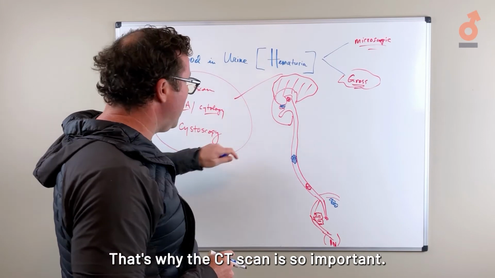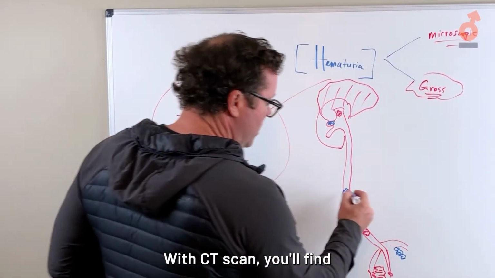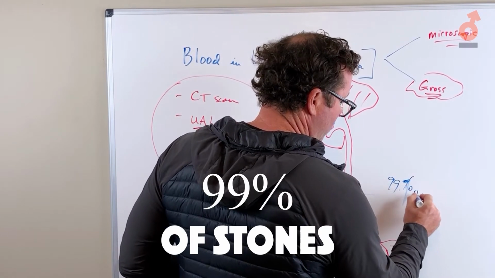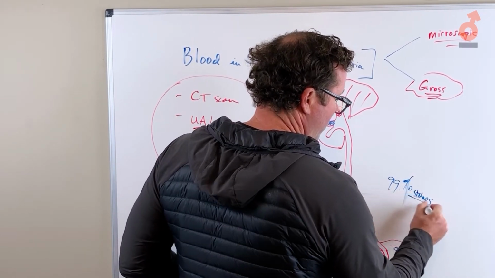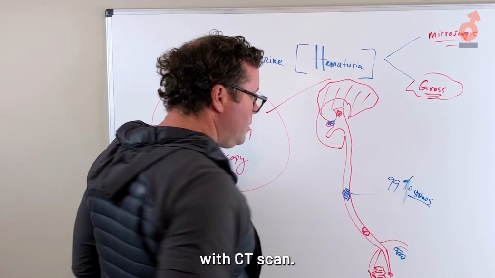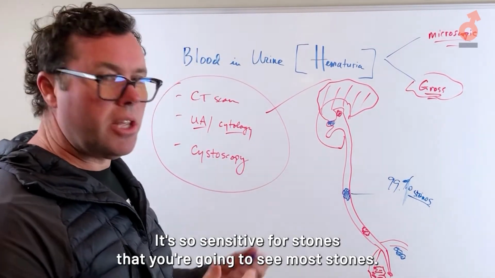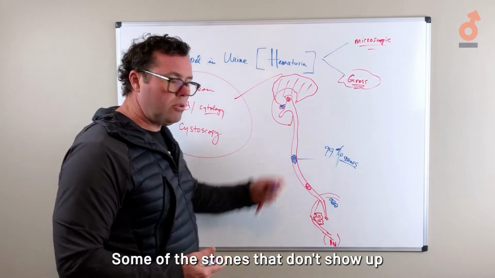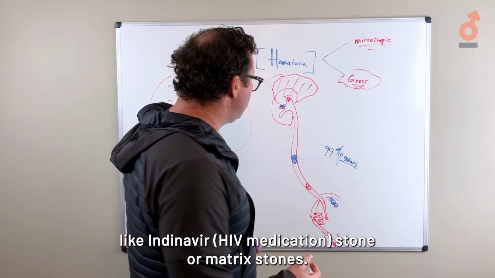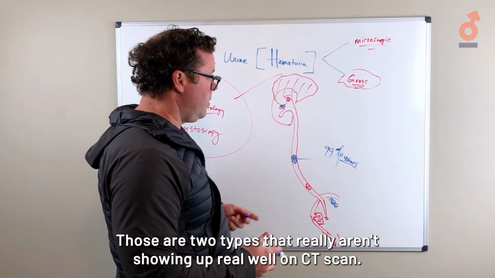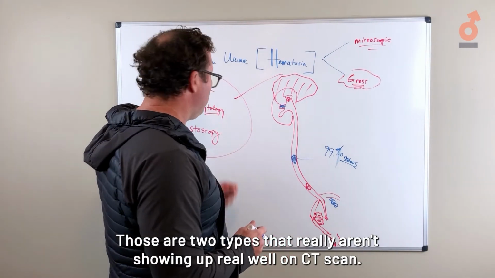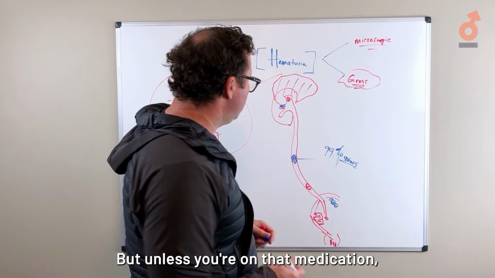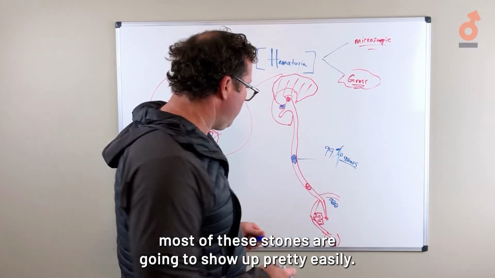But with CT scan, you're going to find a lot of this stuff. That's why this CT scan is so important. With CT scan, you'll find 99% of stones. It's so sensitive for stones that you're going to see most stones. Some of the stones that don't show up are like Indinavir stones or matrix stones. Those are two types that really aren't showing up real well on CT scan, but unless you're on that medication, most of these stones are going to show up pretty easily.